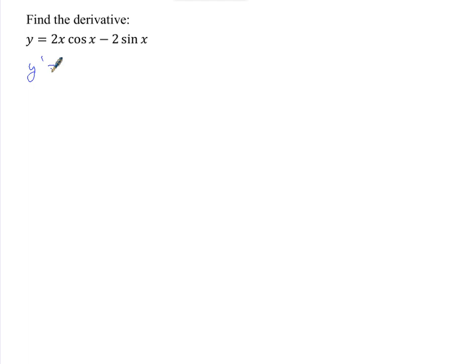Y prime equals. Okay, so look at the problem. Step back from the problem and take a look at it. What's going on right here? So I will have to use the product rule there. What's going on here? There's no need to use the product rule here. This is just a constant times a function. This is a function times a function. This is a constant times a function. So you don't need the product rule on that one.